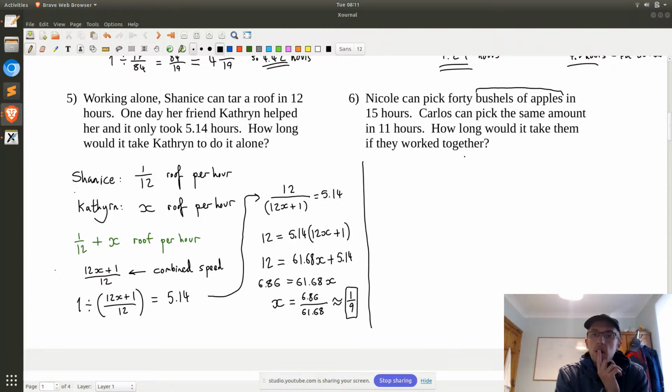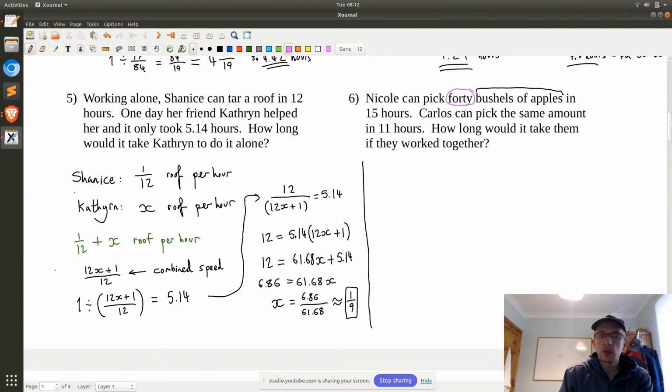So, Nicole can pick 40 bushels of apples in 15 hours. And Carlos can pick the same amount in 11 hours. How long would it take them if they worked together? You see this 40 here? This number 40 right here? That's a distraction.